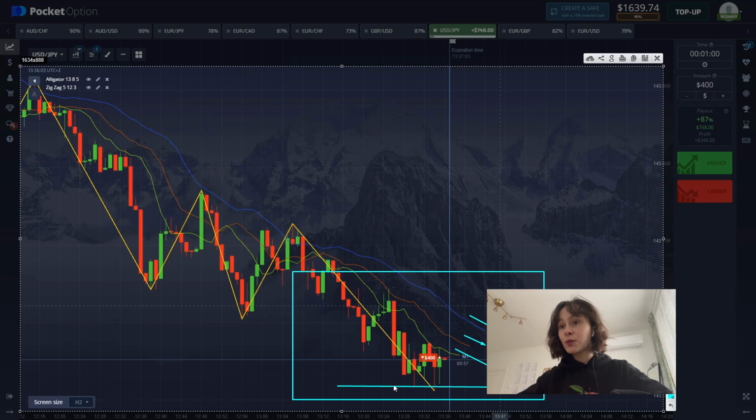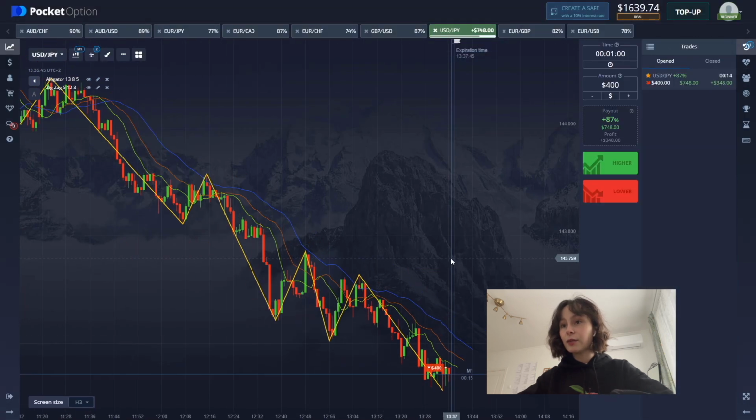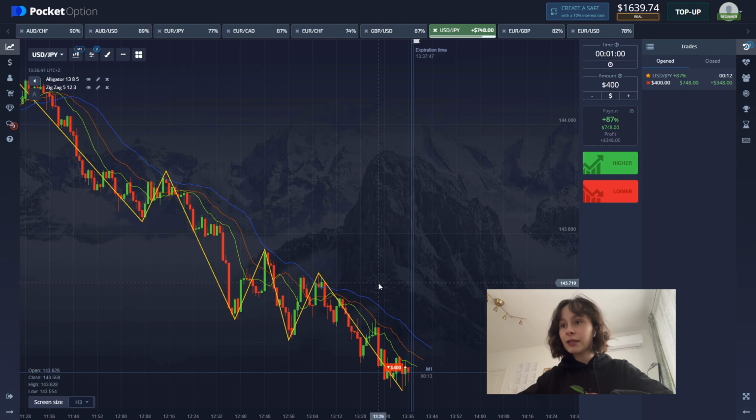The support zone has worked till a pullback upwards, but with this motion, it's quite likely that a pullback should happen, after which the movement should go down. That's why the deal was open to decrease according to the trend. 10 seconds left, you guys, until the end, and let's see.